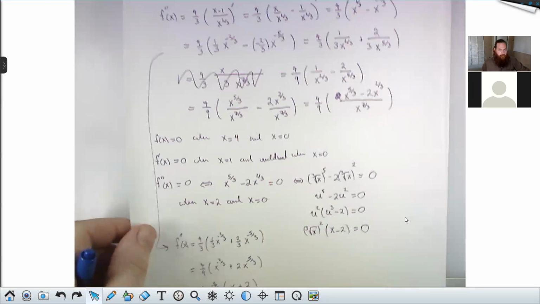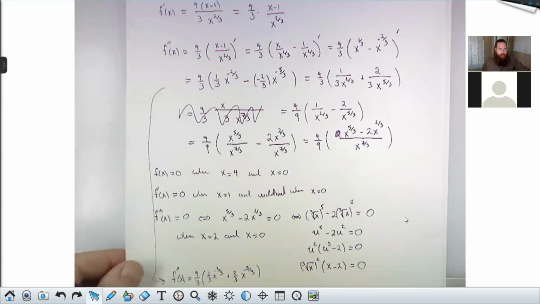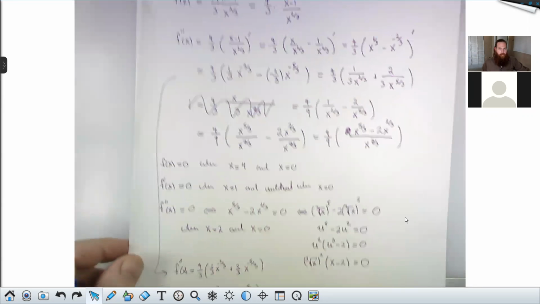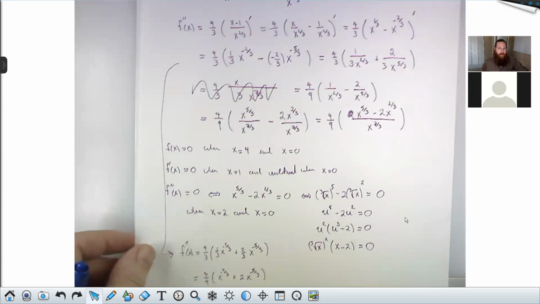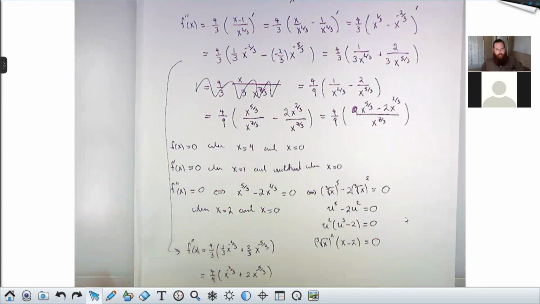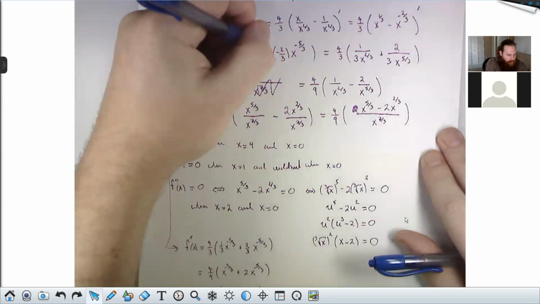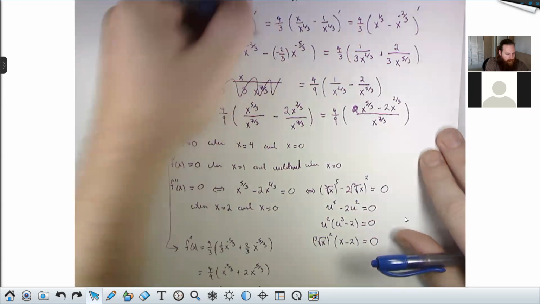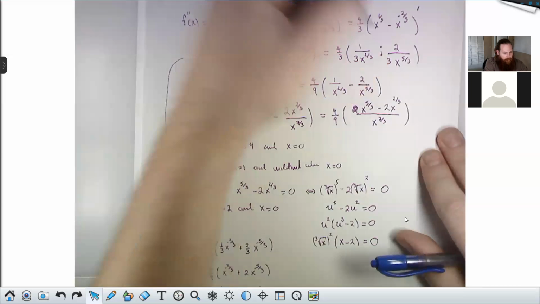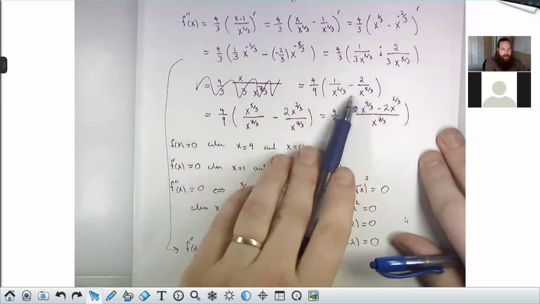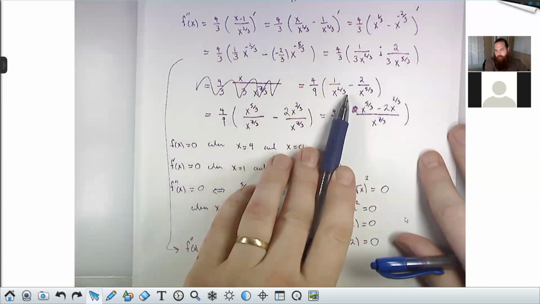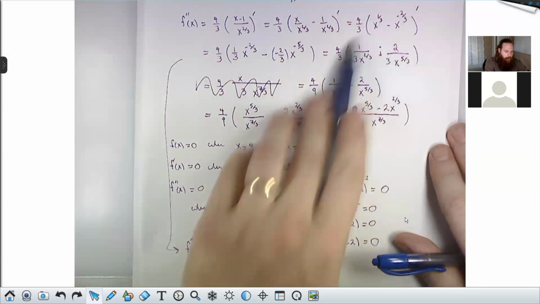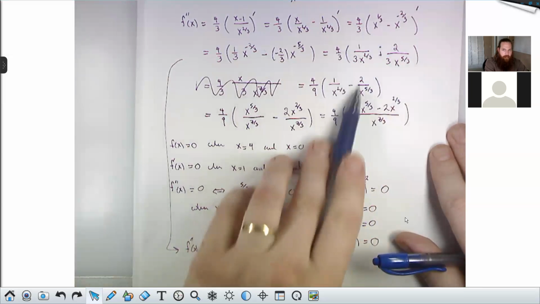Here was the problem. Our work with f prime is fine, but when it came to f double prime, I made a mistake. And the mistake is, I'll show it in blue. Here, these two minuses come together to make a plus, but on my next line, I wrote it as a minus. So this should have been a plus here, not a minus.